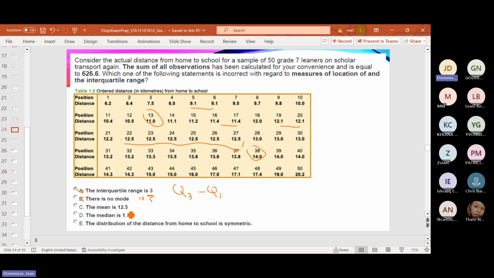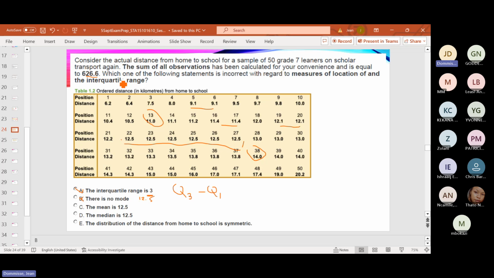The mean is 12.5. Okay, so luckily they tell us here the sum of all the observations has been calculated. So 626.6. Let me quickly see. 626.6 divided by 50 gives you 12.5. So that is then correct.